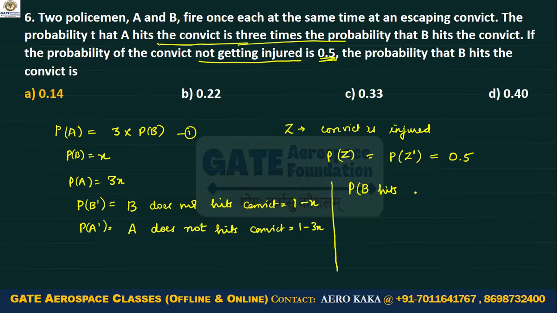B hits the convict. So this will be equal to... for finding this out, we'll find the probability of Z, that is, the convict is injured. Right. So this will be equal to, now if the convict is injured, how can we find it out?